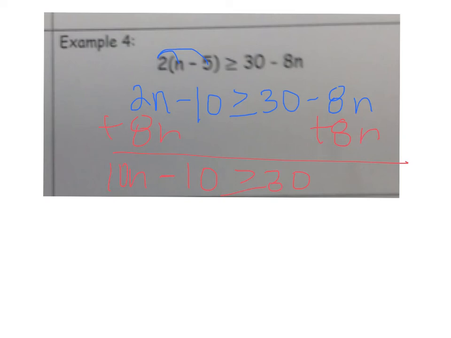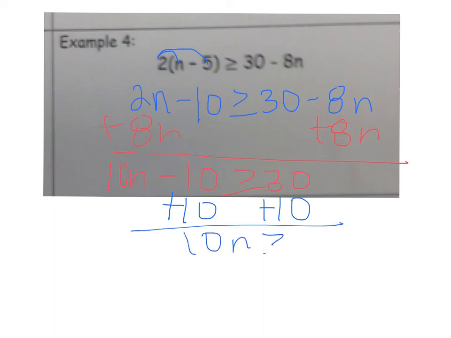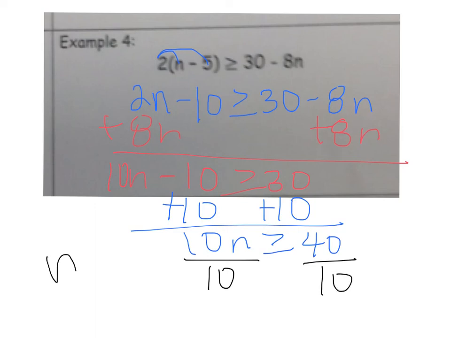So I need to get my variable alone, so I'm going to add 10 to both sides of the inequality. I have 10n is greater than or equal to 40. I need to get n alone, so I'm going to divide by 10. And n is greater than or equal to 4.